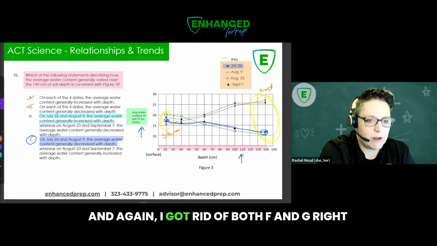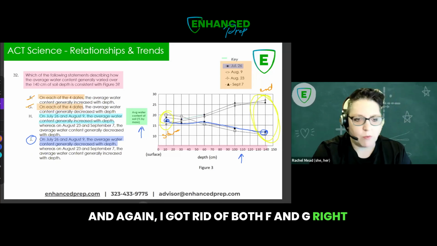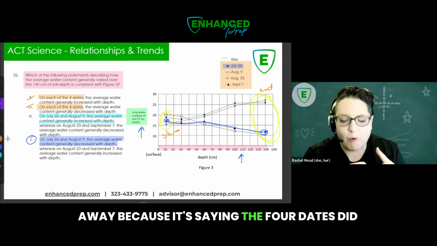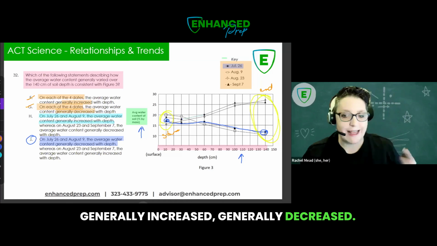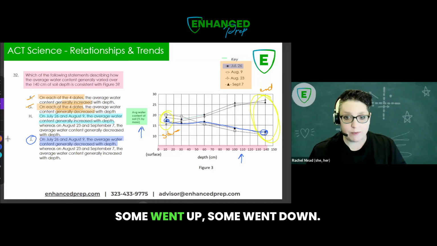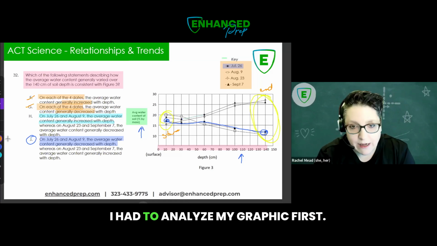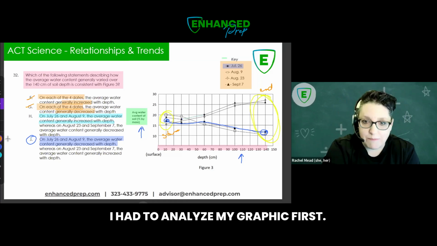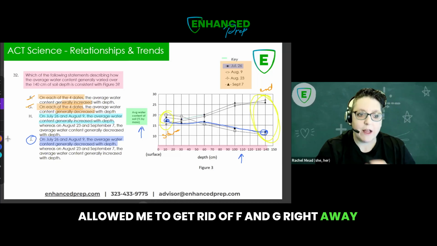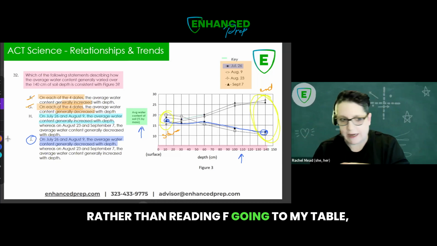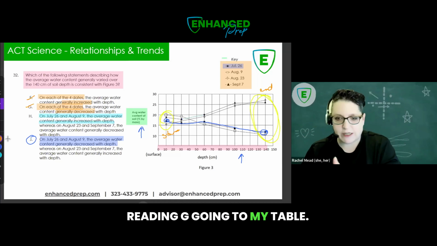And again, I got rid of both F and G right away because it's saying the 4 dates did the same thing. Generally increase, generally decrease. They didn't do the same thing. Some went up, some went down. I had to analyze my graphic first and make sure I understood that. And that allowed me to get rid of F and G right away rather than reading F, going to my table, reading G, going to my table.